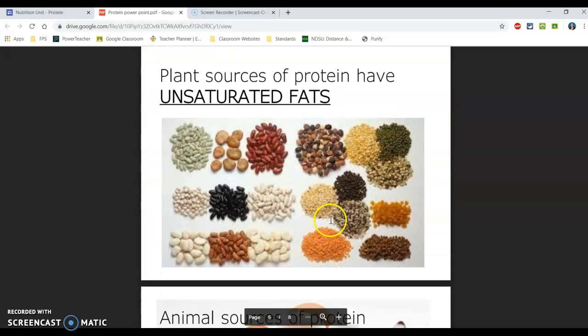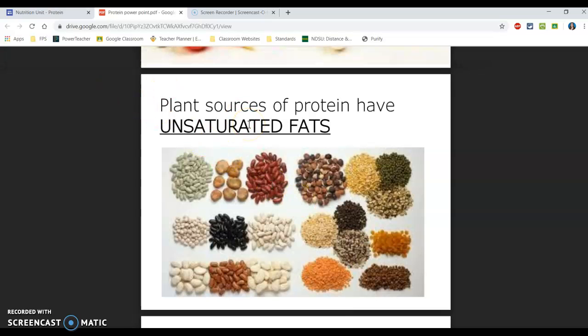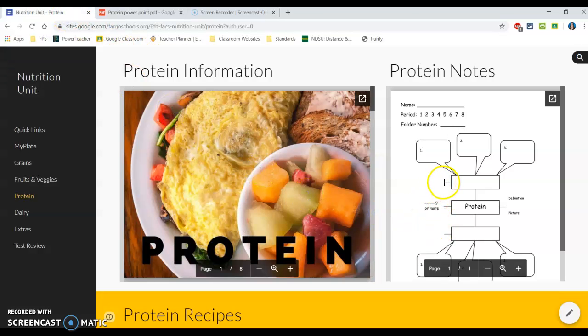Okay, so two really super important things about plant-based proteins and animal-based proteins. On your notes, we're right here. This little blank, you're going to write a word, and this little blank, you're going to write a word. So if you put plants up in this box, you're going to write the word unsaturated. I'll put it up here in a second so you know how to spell it. And in this box, which says animals, you're going to write the word saturated.